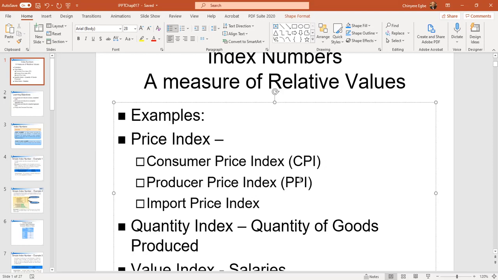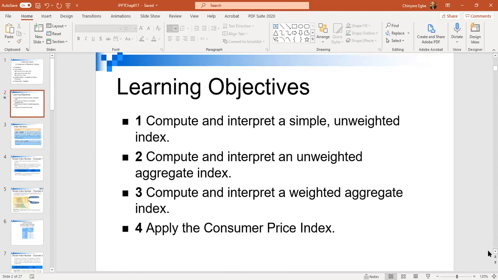And then the producer price index again refers to the comparative prices of goods that are used in production. The import price index, for example, is a measure of the prices of imported goods. But price index is not the only index that is calculated. You have quantity indexes, which is a relative measure of the quantity of goods produced, and a value index.